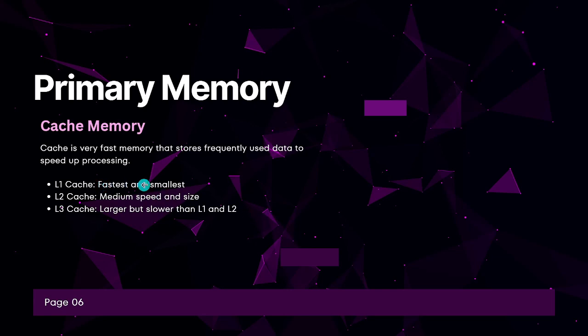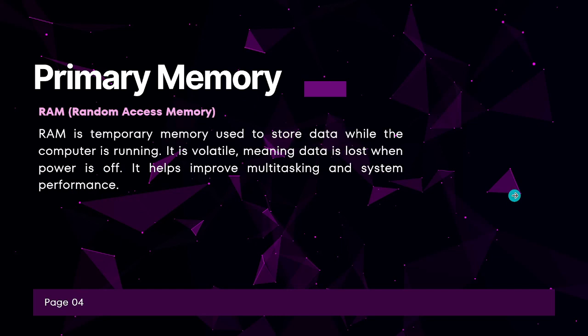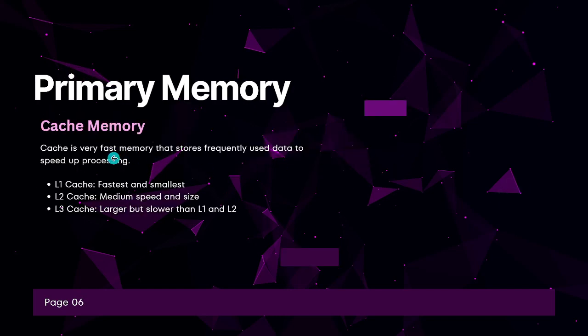So here, cache memory is even faster than the RAM. But the cache memory is located very close to the CPU. So its job is to store frequently used data, so the CPU can access it quickly. The CPU can access the cache memory quickly because it's located next to the CPU.